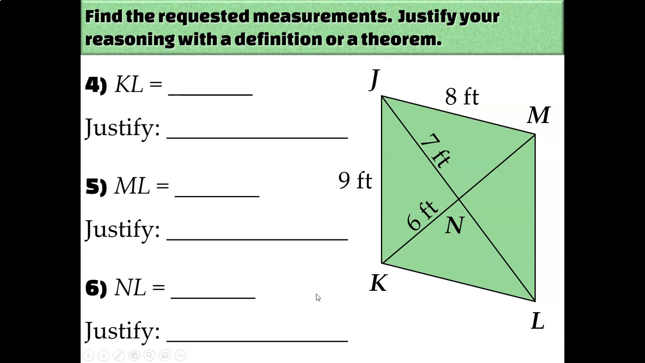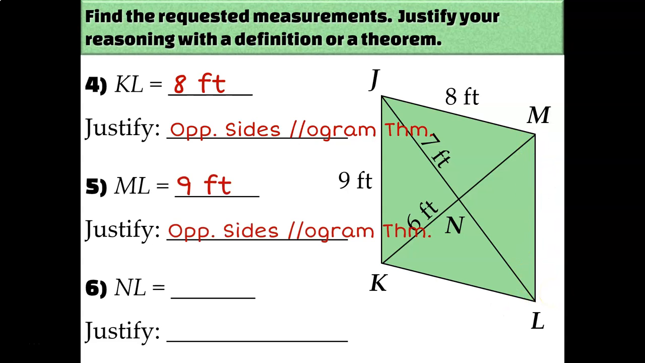Let's talk about some segment lengths. How long is KL? It must be 8 feet by the opposite sides of a parallelogram theorem. Since side JM was 8 feet, side KL is across from it, it's opposite from that side, so they must be equal. What about ML? Well, it would have to be 9 feet for the same reason. Since JK was 9 feet and ML is opposite from JK, they have to be the same measure.